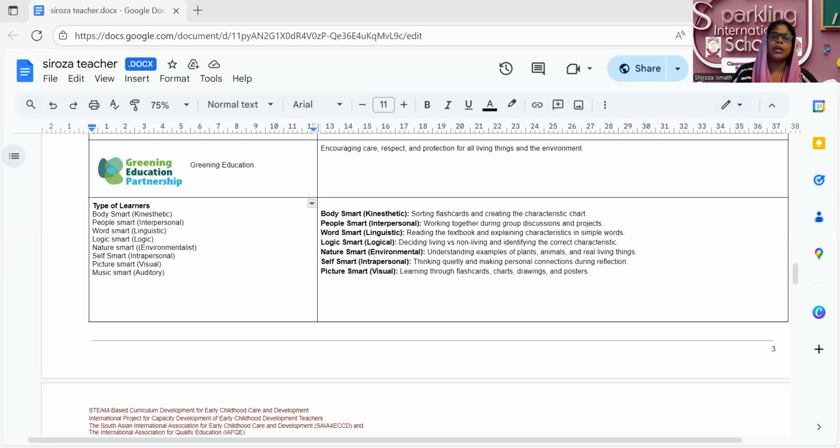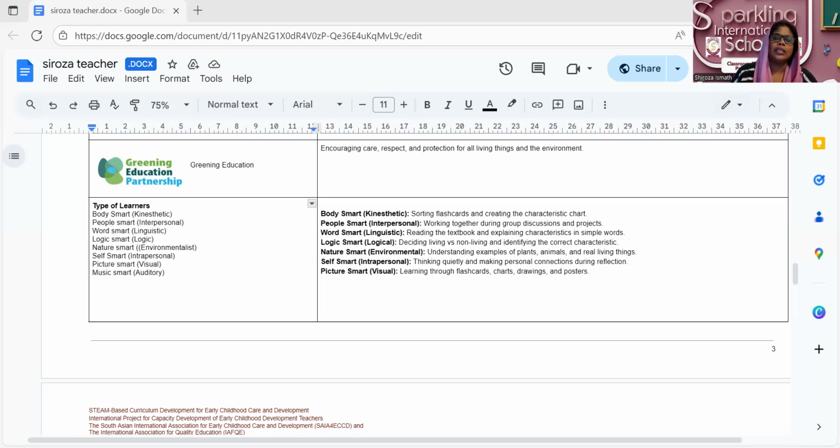Word smart: those who enjoy reading, speaking, and writing. In my lesson plan, they read the textbook, write the meaning, and describe the examples in the presentation. Logic smart: these students enjoy thinking, sorting, and analyzing. In my lesson plan, they classify non-living and living things and identify the characteristics using logical reasoning.